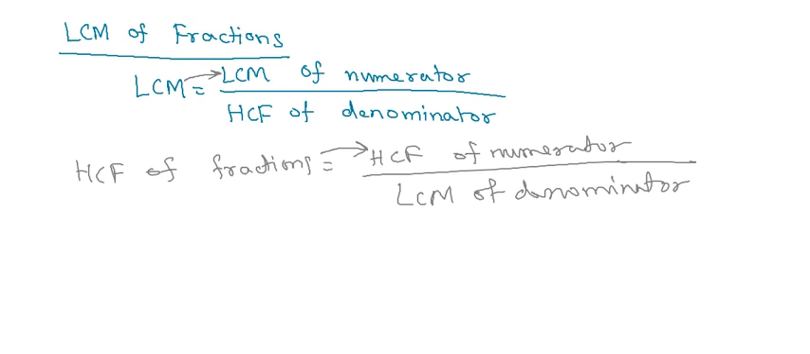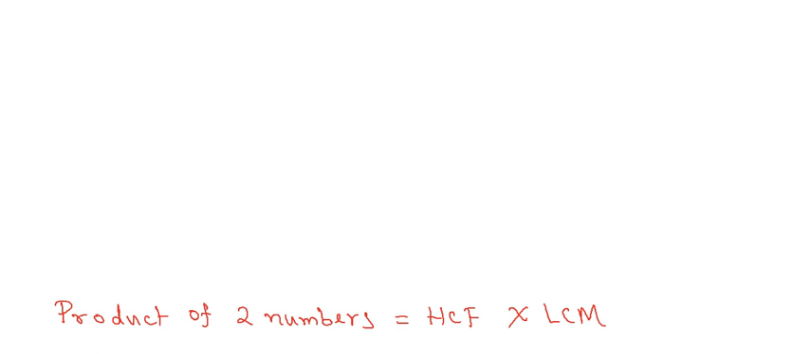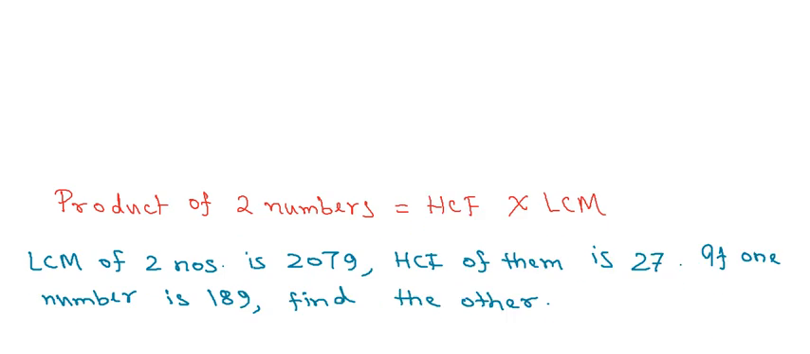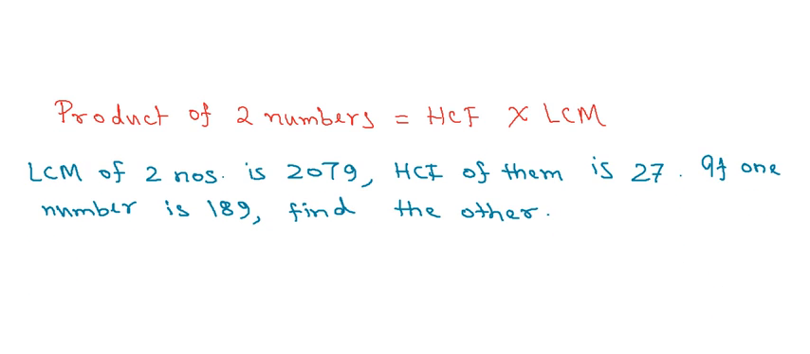Now let's see an important relation. The product of two numbers is equal to the product of their HCF and LCM. Now let's see a problem based on this relation. We have here the LCM of two numbers given as 2079 and the HCF of them is 27. If one number is 189, you have to find the other number, so we can take the other number as x.